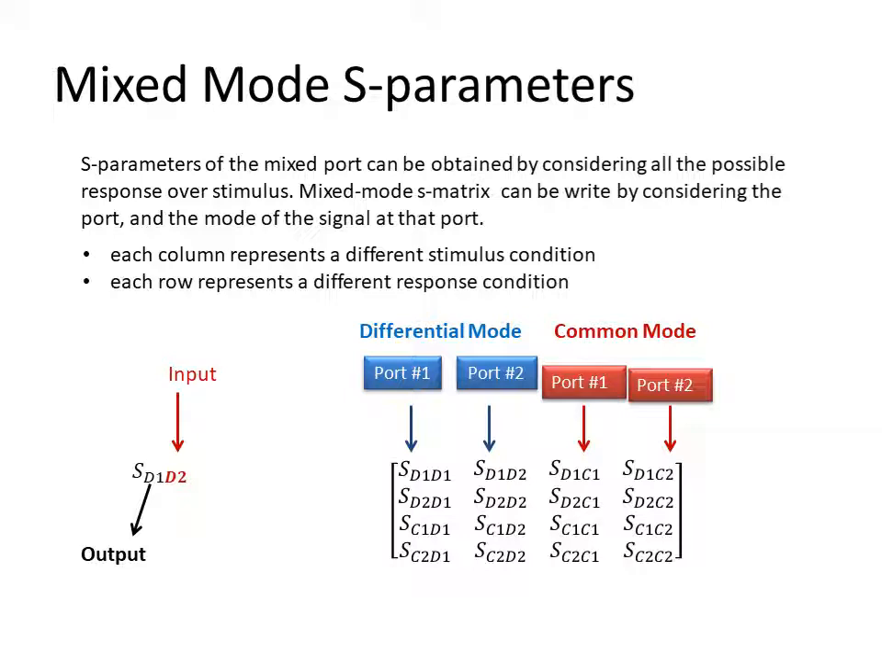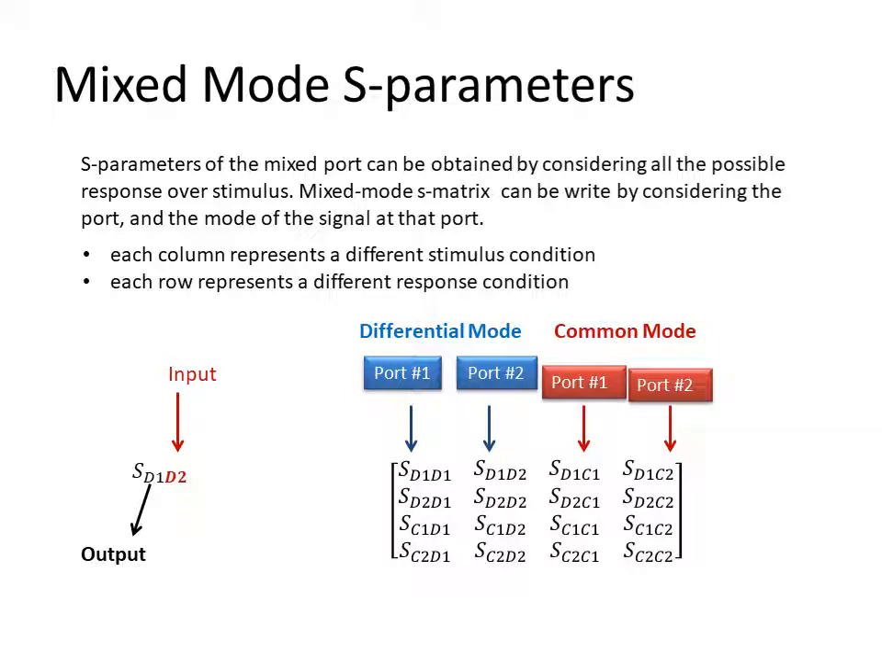Here the S parameter can be obtained by considering all possible responses over stimulus. Stimulus means the input. So the mixed mode S parameter can be written by considering the port and the mode of the signal at that port. See there, the mode is the differential and the mode is the common. In the case of the differential mode, they have the 2 voltage. In the case of the common mode, they have the 2.